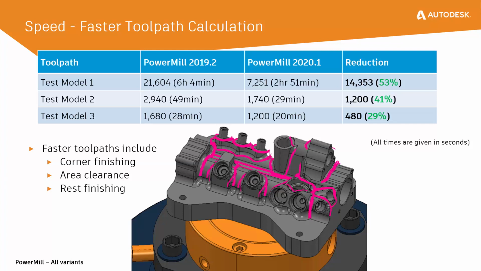So test model 1 originally took just over 6 hours to calculate this one toolpath. In this latest update, that time is reduced to just under 3 hours. It's around about a 53% reduction in time. And you can see 41% reduction, 29% reduction on the other 2 test models. But crucially, it does certainly look as if the biggest benefit can be had when dealing with large and or complex models where the calculation time has been quite high in previous releases.